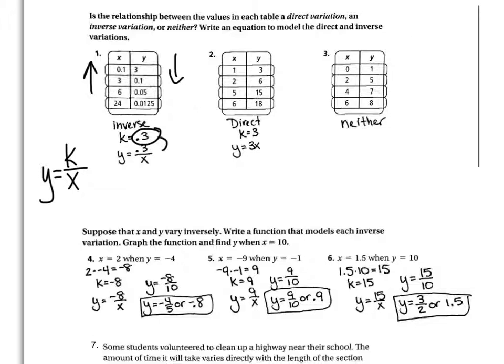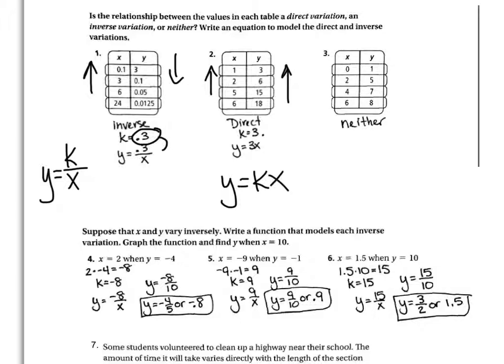Direct means that they were both going up, or they both could have been going down. In this case, both up. To find that k value, it's dividing, so you divide 3 by 1, which is 3, 6 by 2, which is 3, 15 by 5, which is 3, 18 by 6, which is also 3. So there's your 3. Direct, we write the equation as y equals k times x, and you insert in the 3 for k.